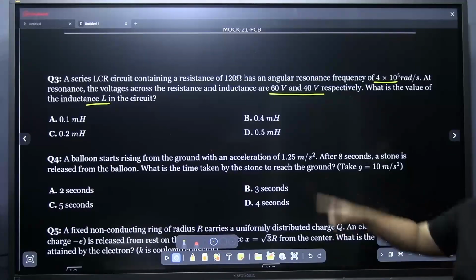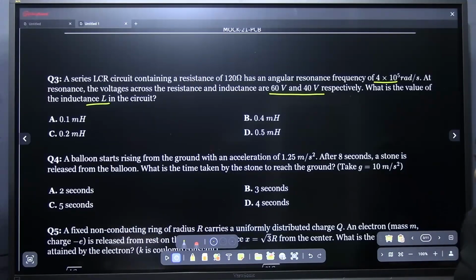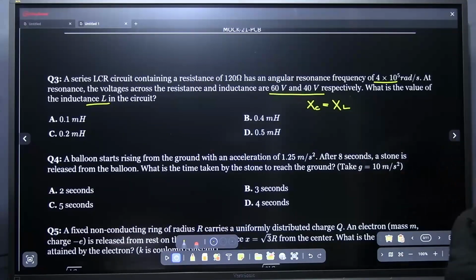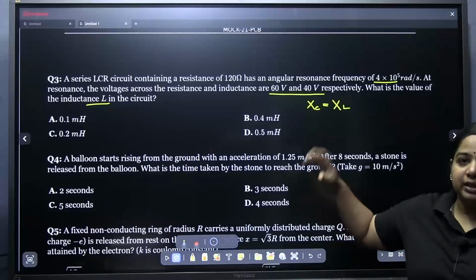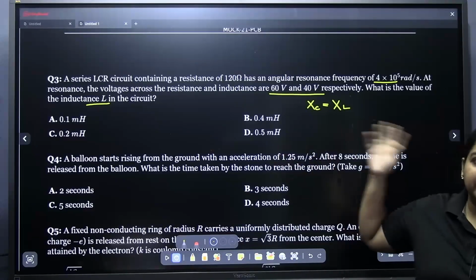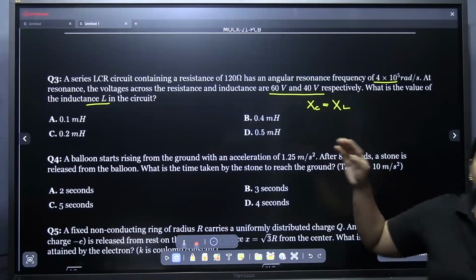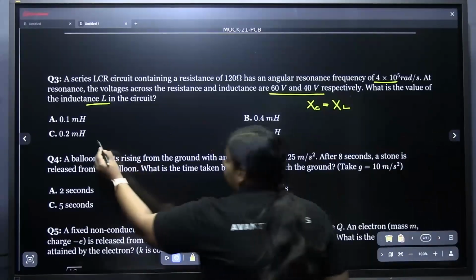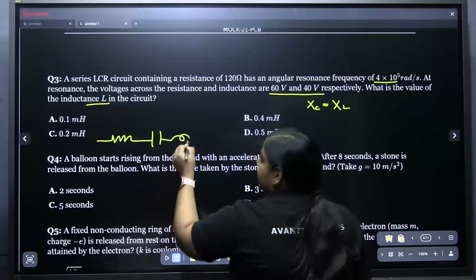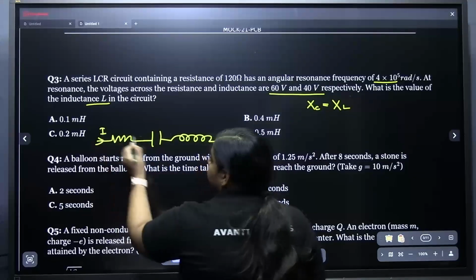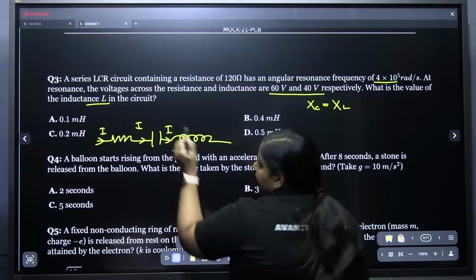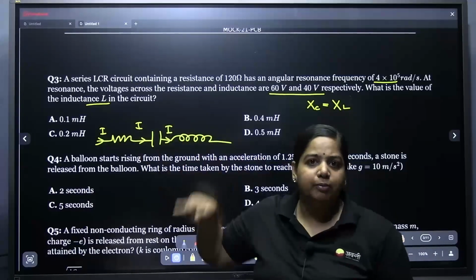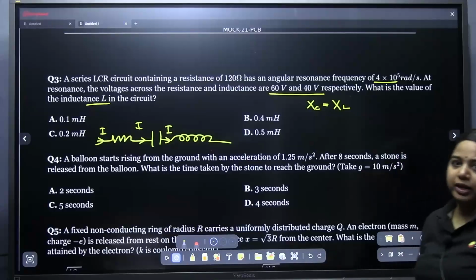So in case of resonance, XC equal to XL. This is the condition for resonance, which means capacitive reactance equals inductive reactance. In that case, the potential drop across them will be the same, because it is series. So R, C, L are connected in series, the current through them will be the same and their reactance is the same. In that case, the potential across these both will be the same. So first you need to know that basic thing.